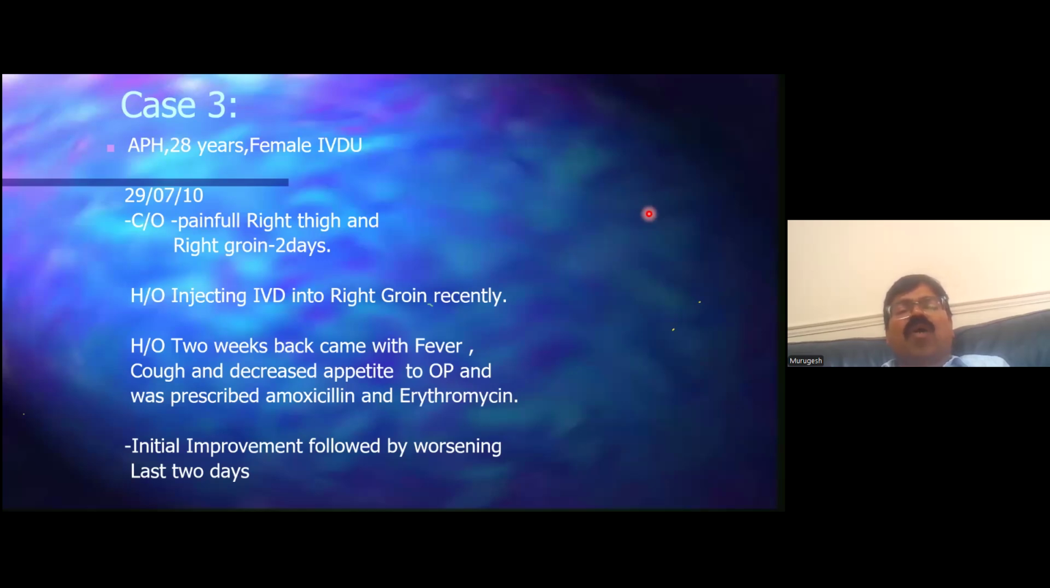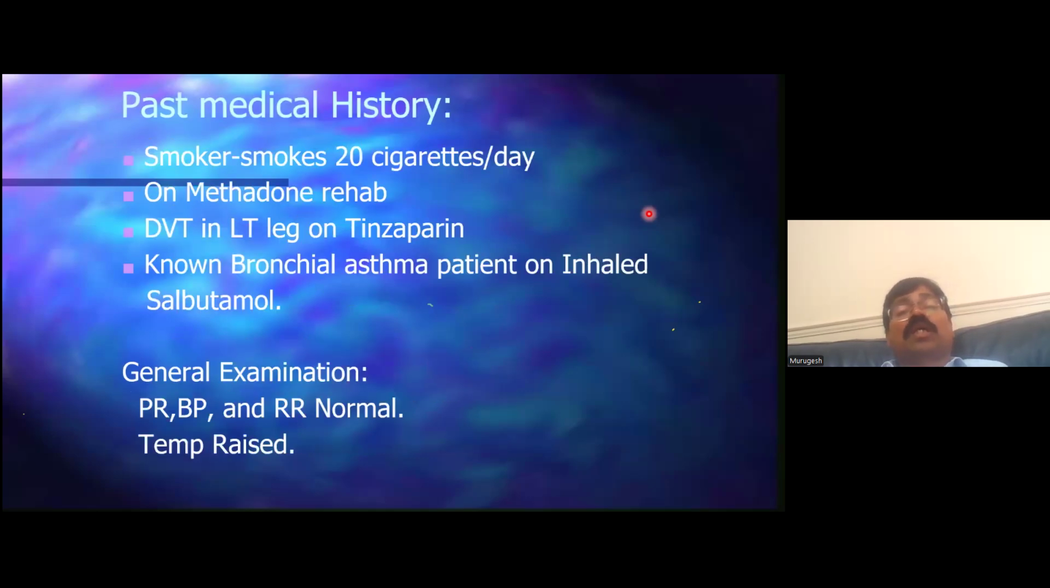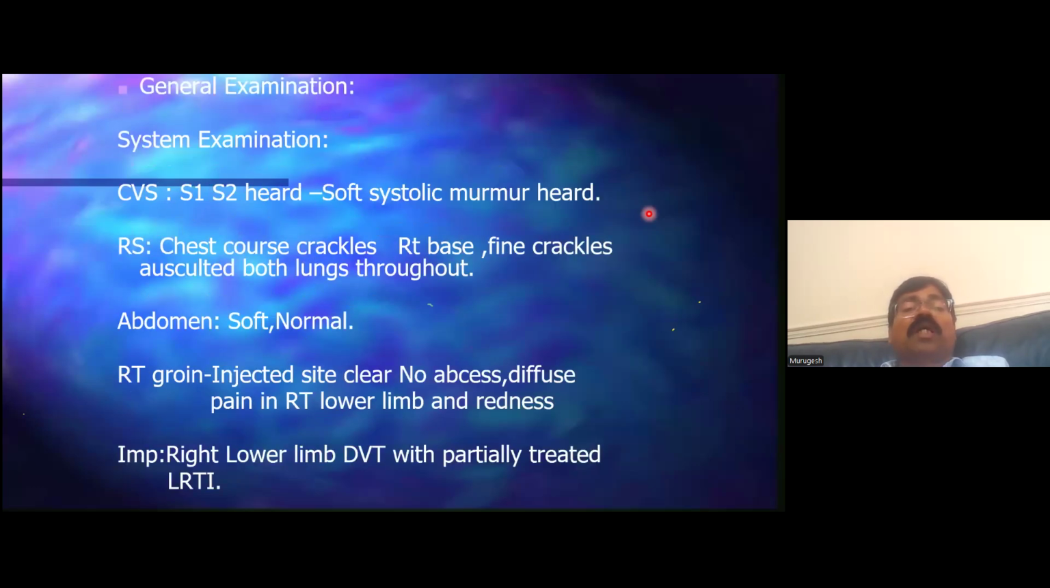Initially, she met with the outpatient team. They gave amoxicillin and erythromycin, she didn't get better, so she came back in 2 days. She's a smoker on methadone rehab. She had a previous DVT in the left leg, and is also a patient with bronchial asthma. On general examination, the pulse rate, BP, and respiratory rate were normal. In the RS, she had bilateral crackles. In the CVS, she had a systolic murmur. Likewise, in the right groin, she had this injection site, no abscess.